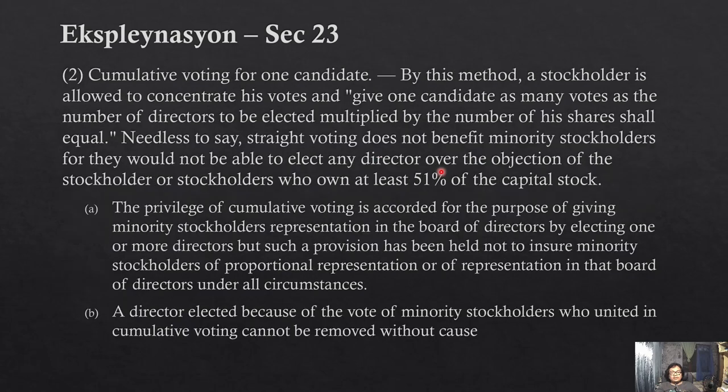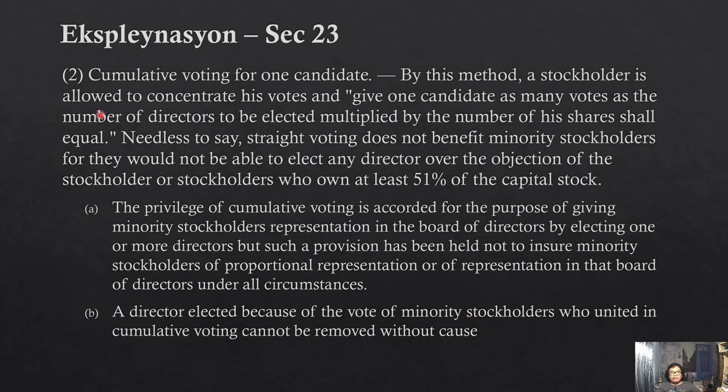But since here, in cumulative voting for one candidate, before we proceed to the illustration below, note this: a director may be elected because of the votes of minority stockholders who united and combined their votes through cumulative voting.